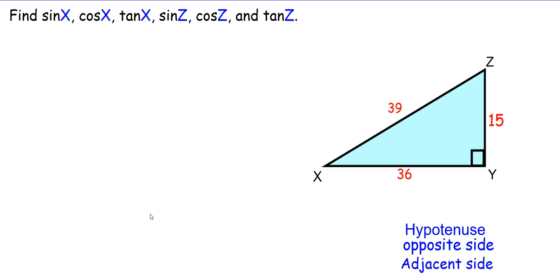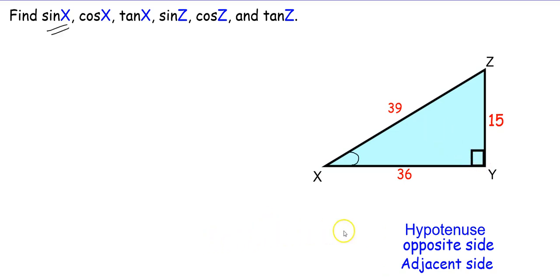Alright, in this video we are going to find the values of some trigonometric ratios. Here they asked us to find the value of sine x, cosine x, tangent x, then sine z, cosine z and tangent z. The given information is this is a right triangle XYZ. The given values are XY equal to 36, YZ is equal to 15 and XZ is equal to 39, and it is right angled at Y.